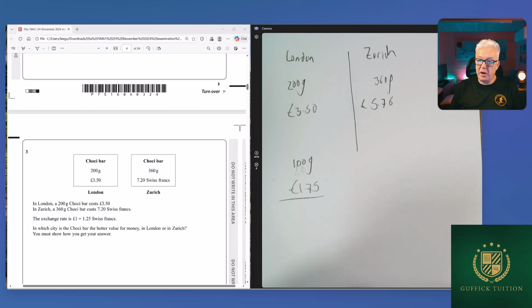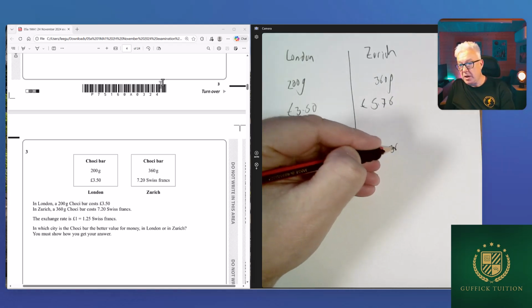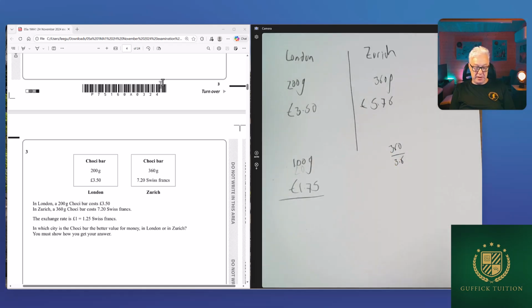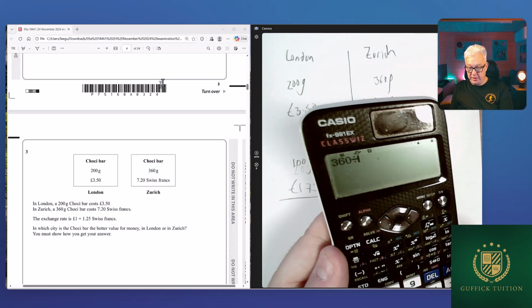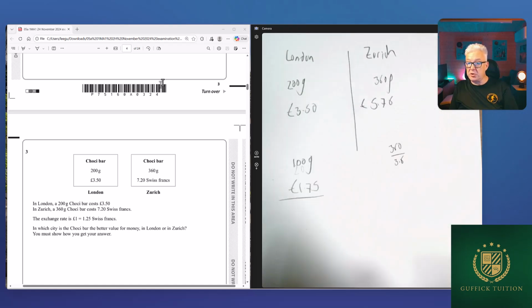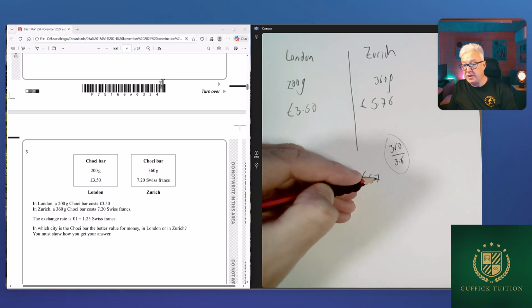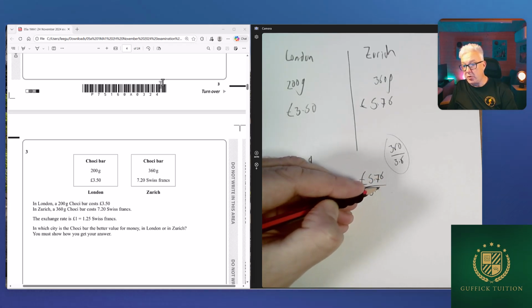In order to get the same amount, we need to get to 100 in both of them. So in Zurich, I'm going to divide by 3.6, because if I've got 360 and I divide it by 3.6, let's see what that gives us. 360 on my calculator divided by 3.6 is 100. So what we need to do is take our £5.76 and divide it by 3.6.